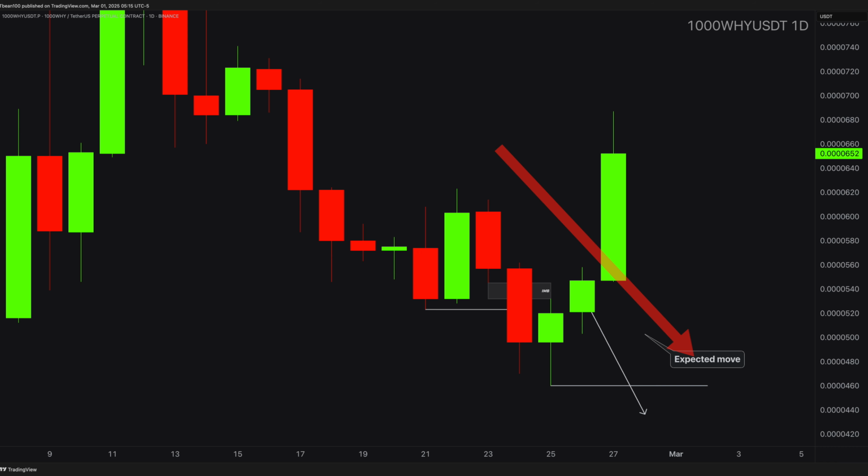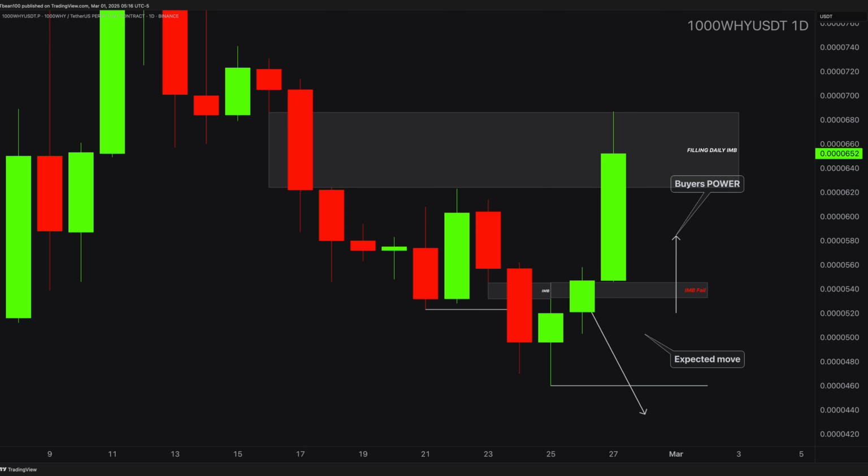With this imbalance area, the expected move was downwards, the logical continuation of the trend. But the imbalance strongly failed, as you can see. So buyers started to fight back. They were trying to push the price to this daily imbalance as a target. So this move here made this coin the top gainer recently.